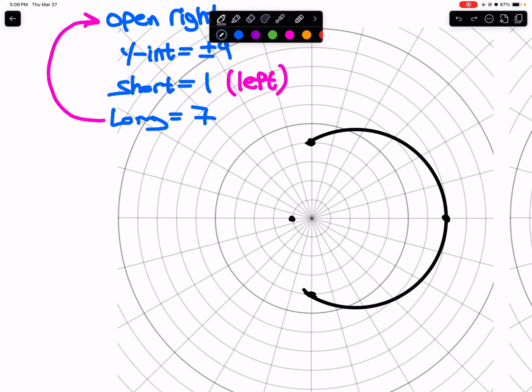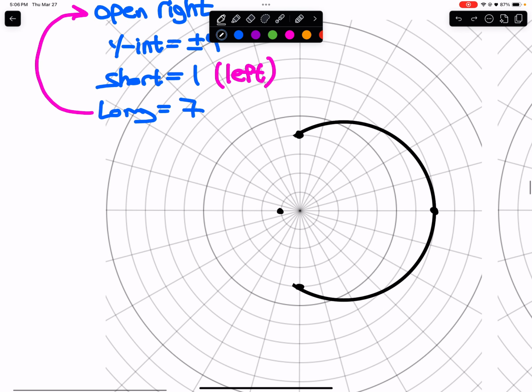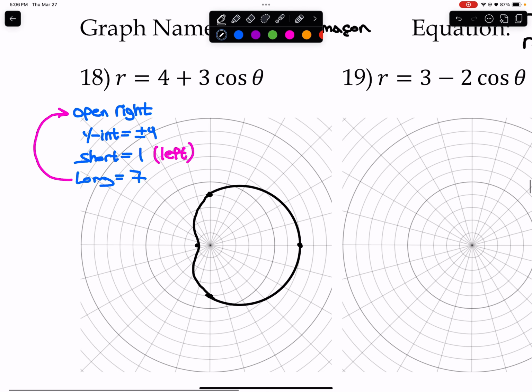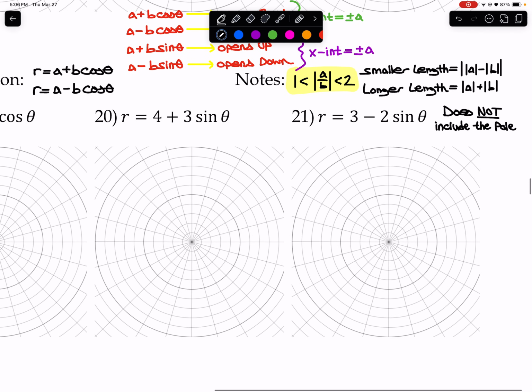Nope. Close enough. We can do better than that, I guess. Apparently I forgot how to hold a pen. Close enough. Same idea.